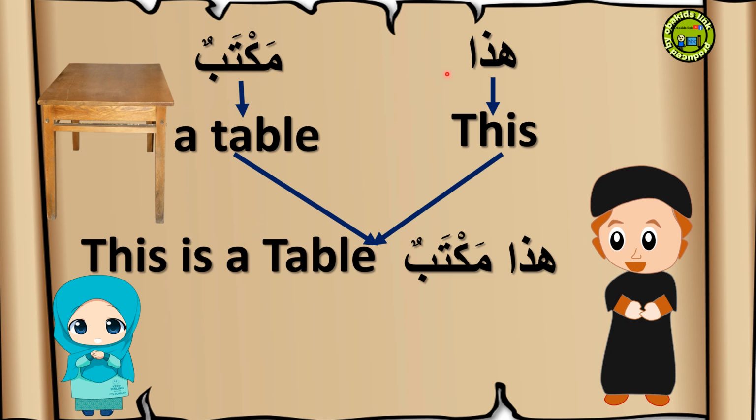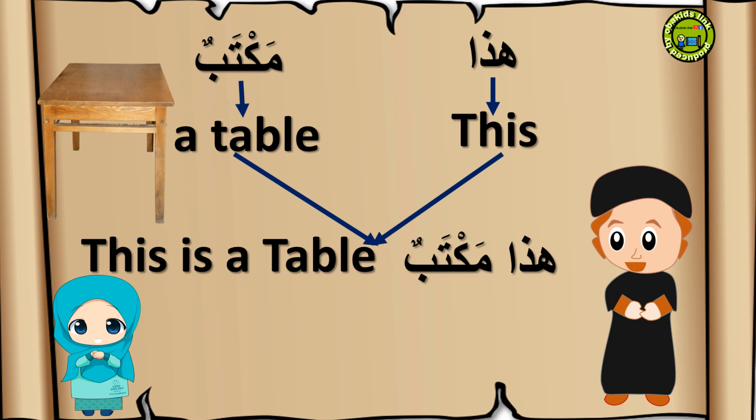Let us look at the example again. هذا is a singular demonstrative pronoun which means this. مكتب is a singular noun which means a table. Now if we combine هذا and مكتب together, it makes هذا مكتب, which means this is a table.